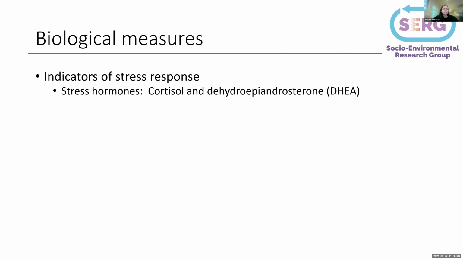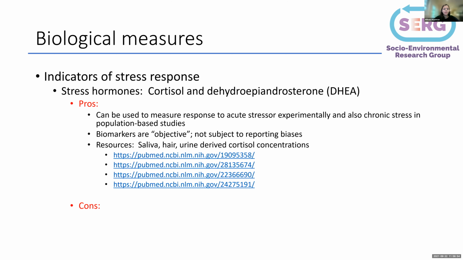The last topic I'm going to mention, I forgot one more slide on these stress hormones. The pros: they can be used to measure acute and chronic stress, in experimental and population-based settings. People like stress hormones because they're, quote unquote, objective and not subject to the reporting biases that I mentioned, which are common in the paper and pencil questionnaire world. And you can use saliva, hair, urine, etc. for measuring cortisol. It's really straightforward to assess. These citations provide some methods guidance on how to incorporate this in your work with different tissues.